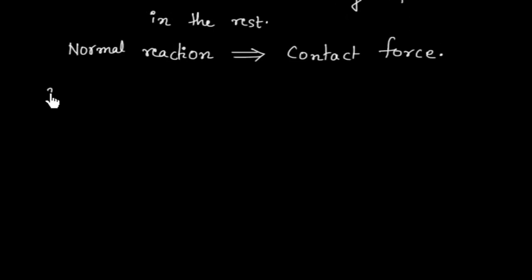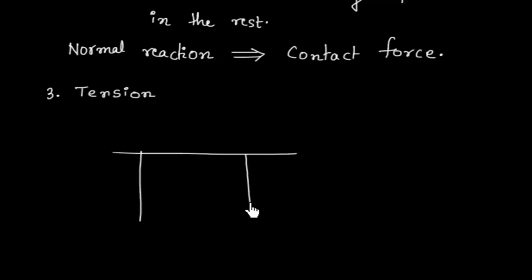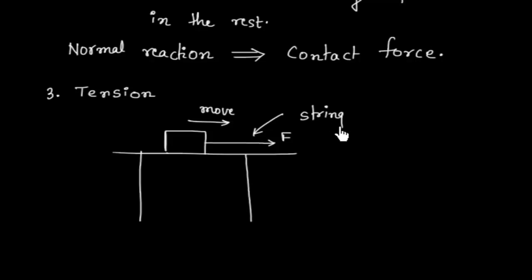Now the third force let us consider, that is tension. Now if we consider the same book, kept here on the table, but now somebody has tied a string with this book and is trying to pull it with a force F. So the book will move in this direction with some acceleration. The string is taut now.